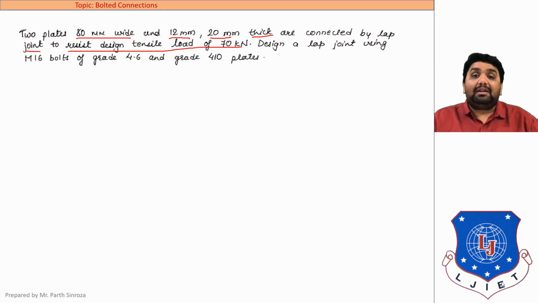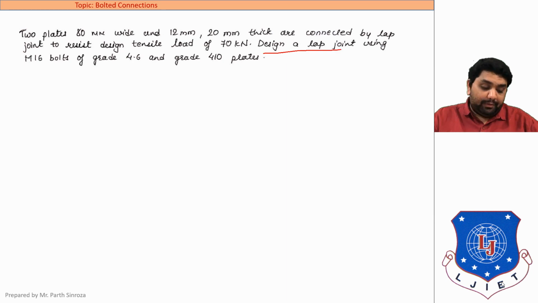Now keep in mind, as we were referring in the RCC portion, the same things we will be referring in the steel portion also. The load criteria: if just a tensile load of 70 kilonewton was given, we would multiply it by a factor of safety, that is 1.5. Clear? Here it is mentioned as design tensile load, so 1.5 will not be multiplied in this case. Our total load will be directly 70 kilonewton.